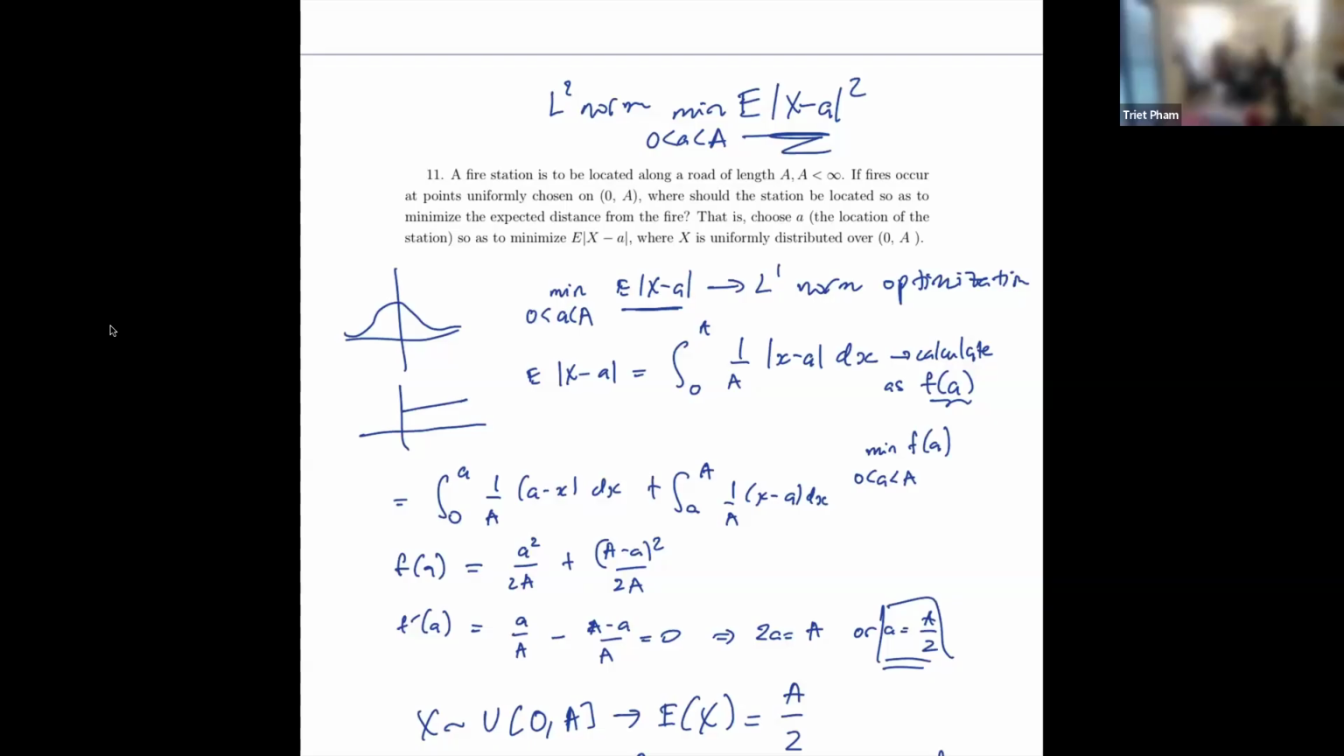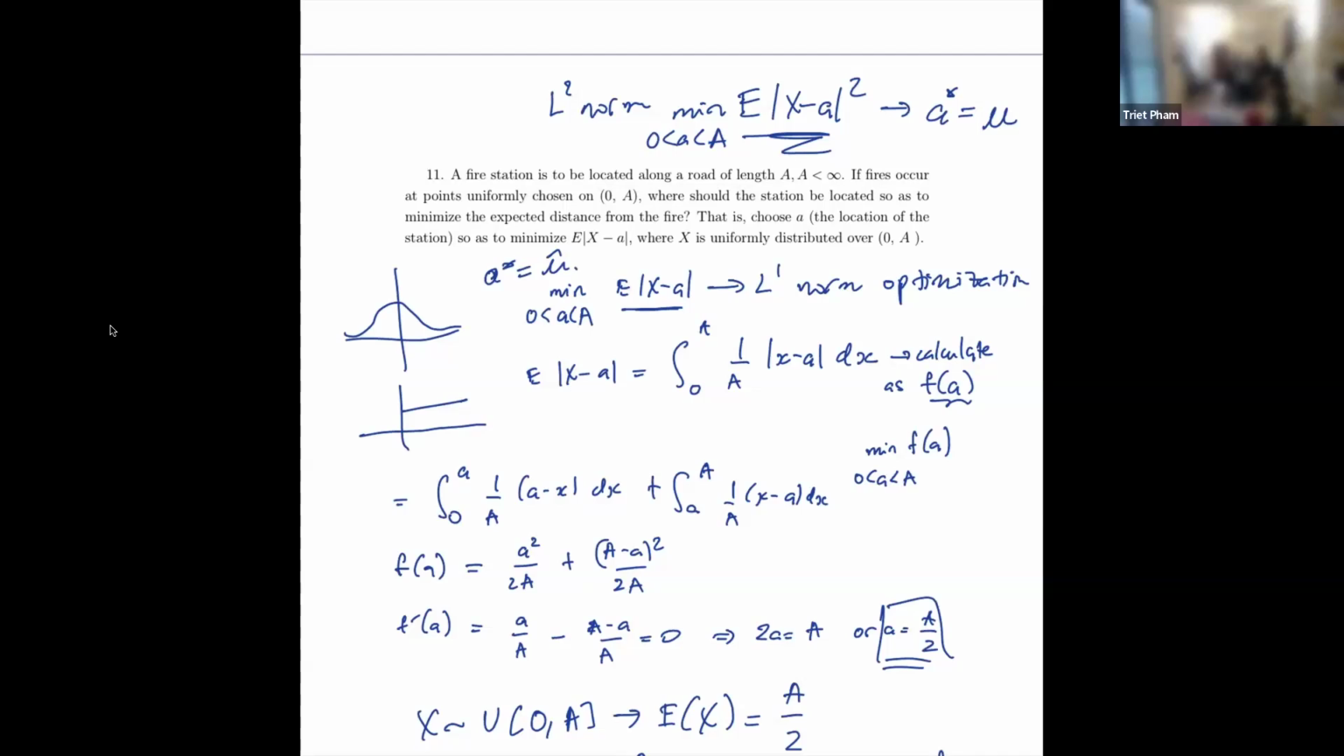And the abstract general answer, it can be proved, but a bit beyond our class, is that the optimizer is the mean for the L2 optimization, and the L1 optimizer is actually the median. So it's excellent that your friend there mentioned the median concept, right?